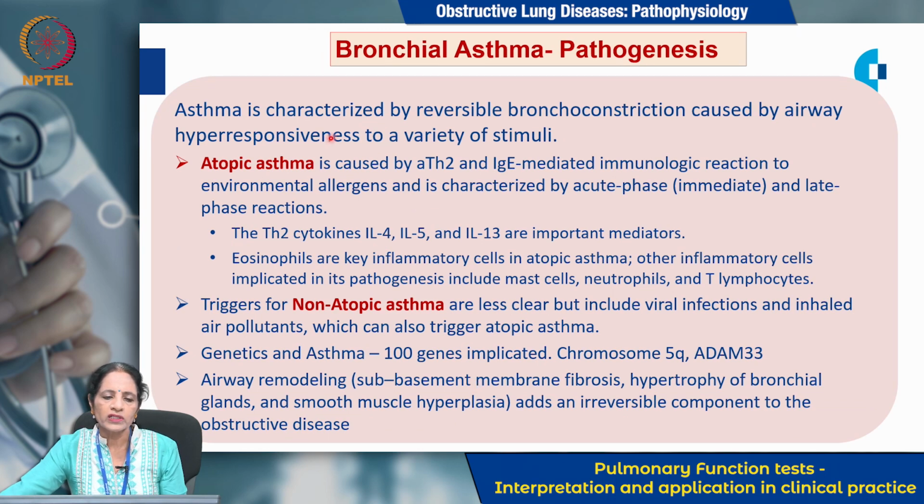So, coming to the pathogenesis, as we know, bronchial asthma is characterized by reversible bronchial obstruction, or what is called bronchoconstriction, caused by airway hyperresponsiveness to a variety of stimuli.